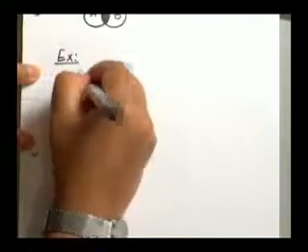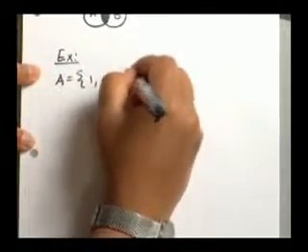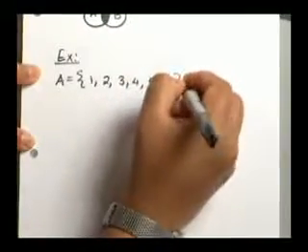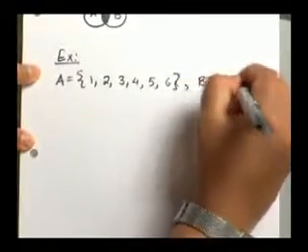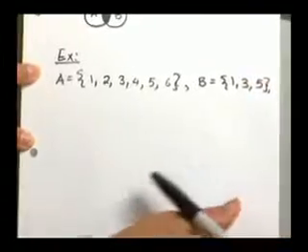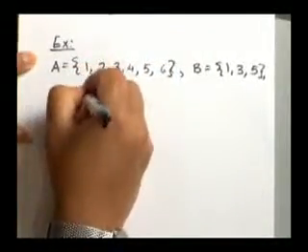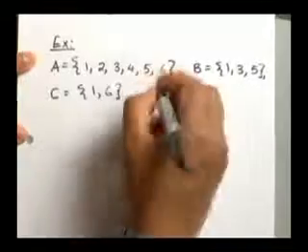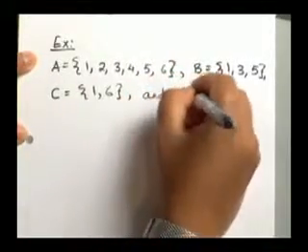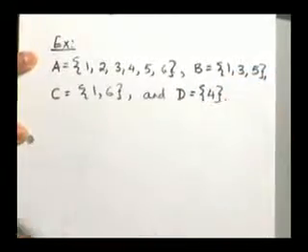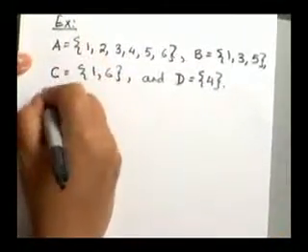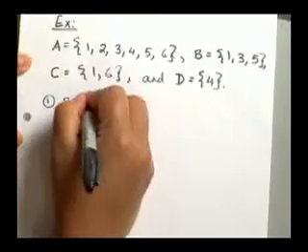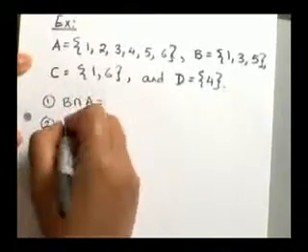Let's say we have our set A, which has elements 1, 2, 3, 4, 5, and 6. We have a set B, which has elements 1, 3, and 5. Let's say we have another set, C, which has only 1 and 6 in it, and a set D with just one element, 4. Okay, so these are our sets A, B, C, and D. Now let's look at B intersect A. So we're just trying to find different intersections here.